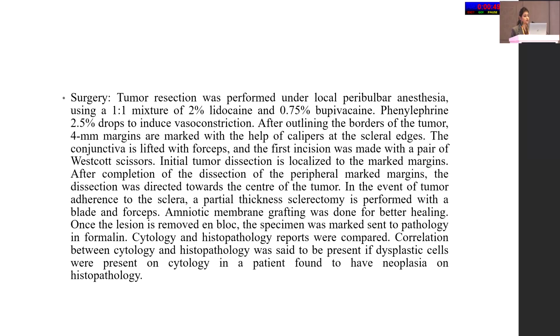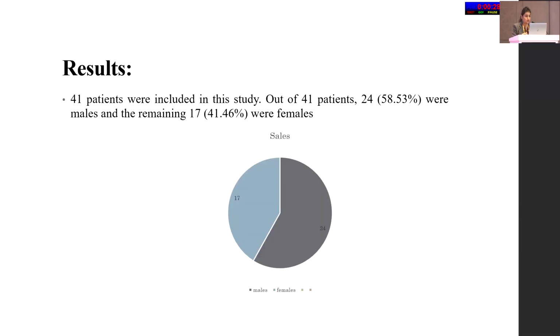Amniotic membrane grafting was done for better healing. Once the lesion is removed, an en bloc technique is used. The specimen was marked and sent to pathology in formalin. Cytology and histopathology reports were compared. Correlation between cytology and histopathology was said to be present if dysplastic cells were present on cytology in a patient found to have neoplasia on histopathology.